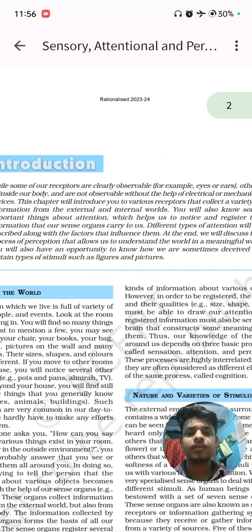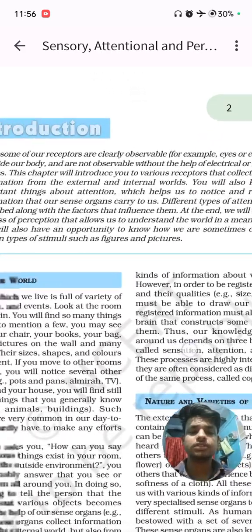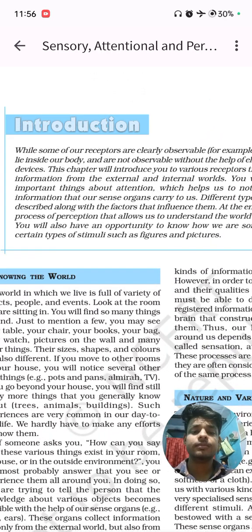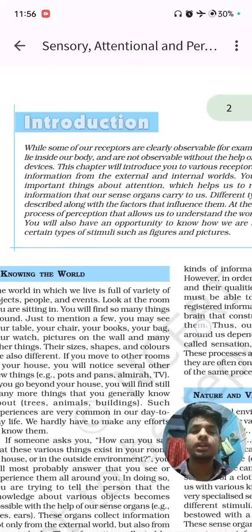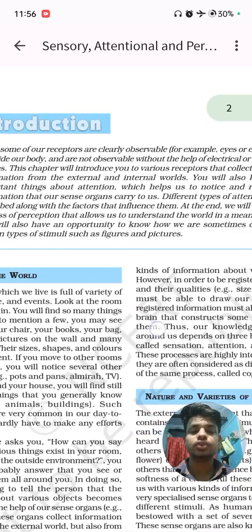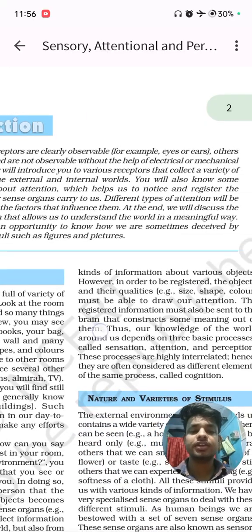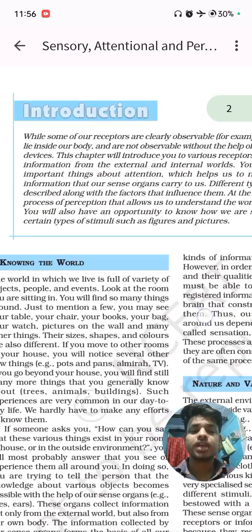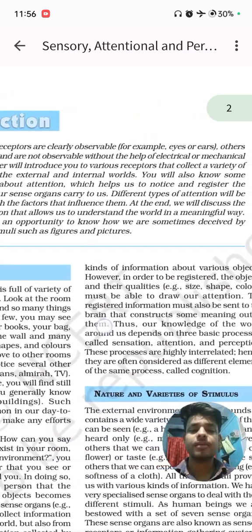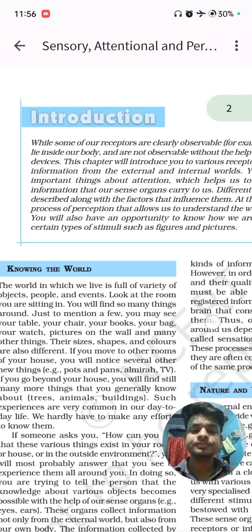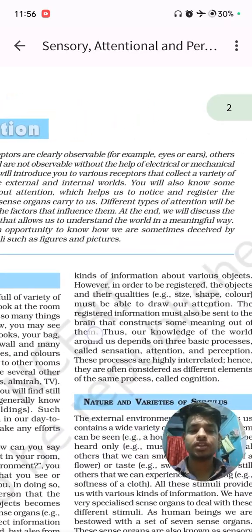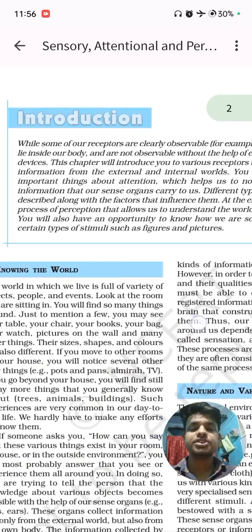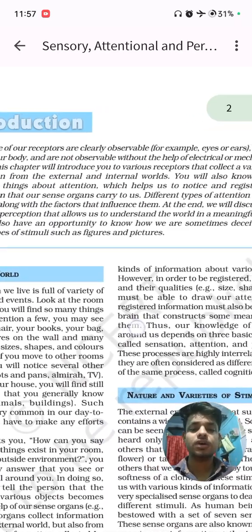While some of our receptors are clearly observable, for example eyes or ears, others lie inside our body and are not observable without the help of electrical or mechanical devices. This chapter will introduce you to various receptors that collect a variety of information from the external and internal world. You will also learn some important things about attention, which helps us to notice and register the information that our sense organs carry to us.